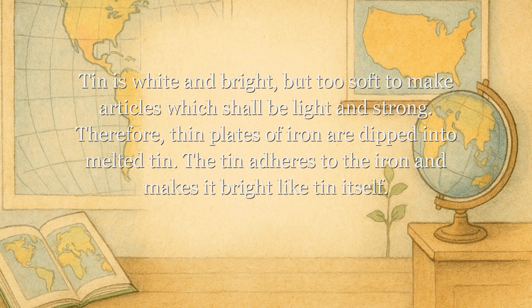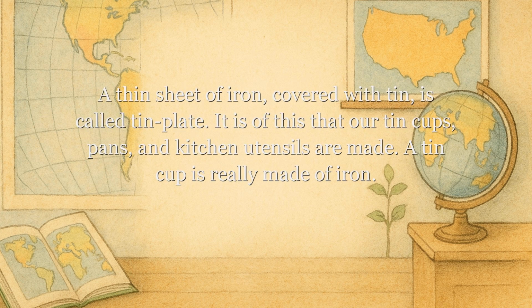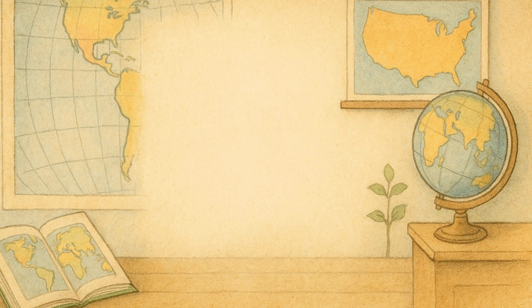Tin is white and bright, but too soft to make articles which shall be light and strong. Therefore, thin plates of iron are dipped into melted tin. The tin adheres to the iron and makes it bright like tin itself. A thin sheet of iron, covered with tin, is called tin plate. It is of this that our tin cups, pans, and kitchen utensils are made. A tin cup is really made of iron.